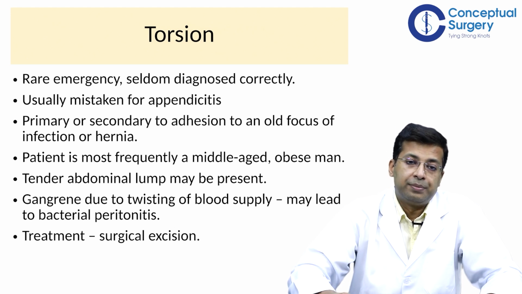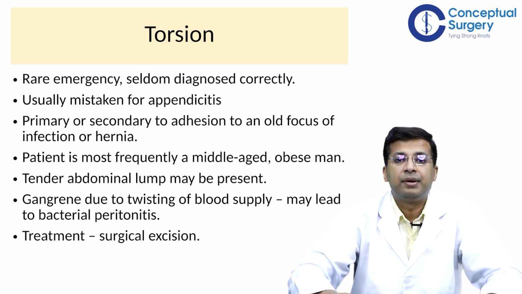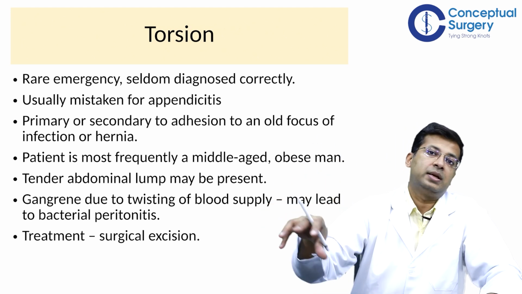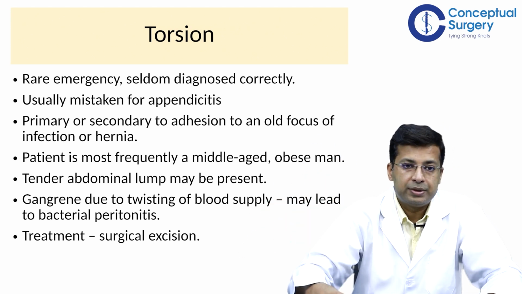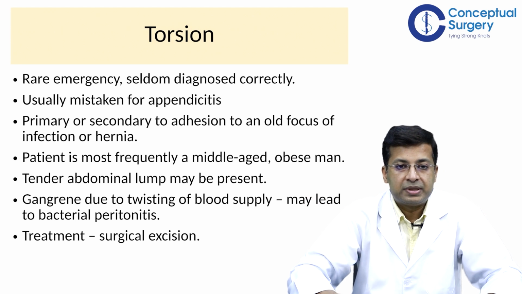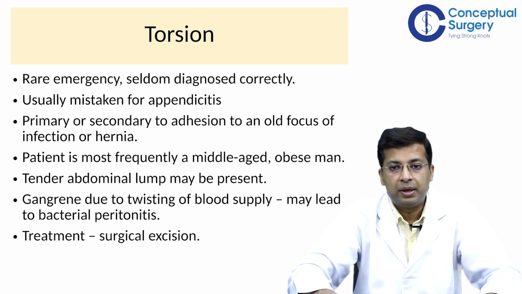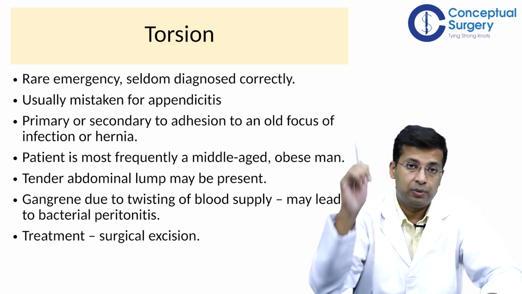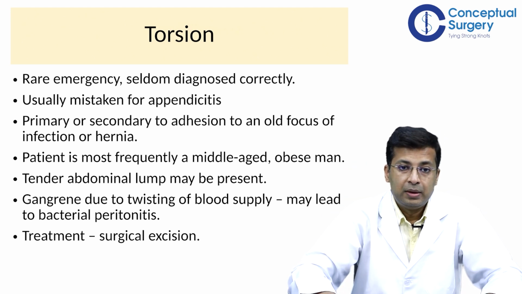Like I said, it could be either a primary torsion or it could be secondary to an adhesion of an old focus of infection to which the omentum has gone and limited, and in the way has formed an adhesion. How does the patient present? The patient is most frequently a middle-aged obese man, and in obese people you know that it is even more difficult to diagnose an acute abdomen correctly. A tender abdominal lump may be present, which is nothing but the torted omentum.